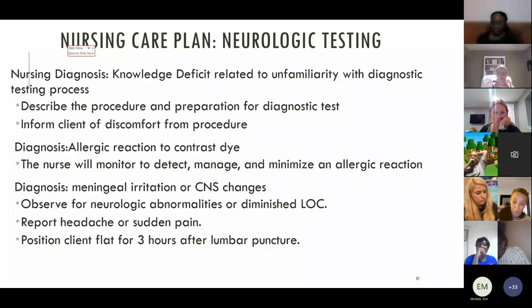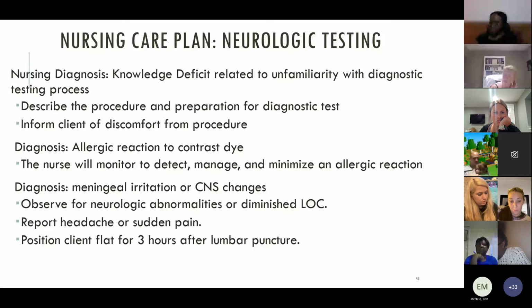Some patients may have an allergic response to the iodine, or whatever it is, the dye that we're giving for these tests. So we're going to do a good assessment beforehand to make sure they don't have any allergies to contrast, and we'll monitor them through the course of the test to make sure they're not having any type of allergic reaction. We're also always monitoring their level of consciousness. We want to know what their baseline is before we do any of these tests, so that we can always tell if they're decompensating or not.